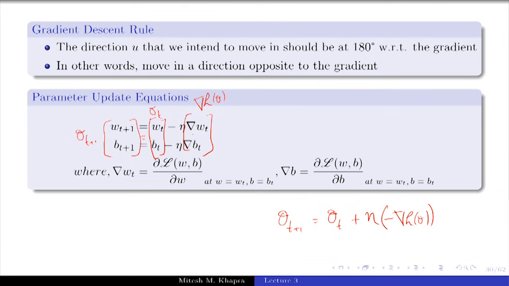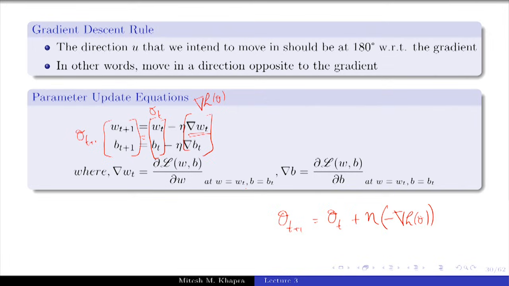Now what are these quantities? Let me just take that carefully. So this quantity is the partial derivative of the loss function with respect to w evaluated at w is equal to wt and b equal to bt. What does that mean? So remember, when you are dealing with derivatives, there is always a formula and then a value at a particular value.